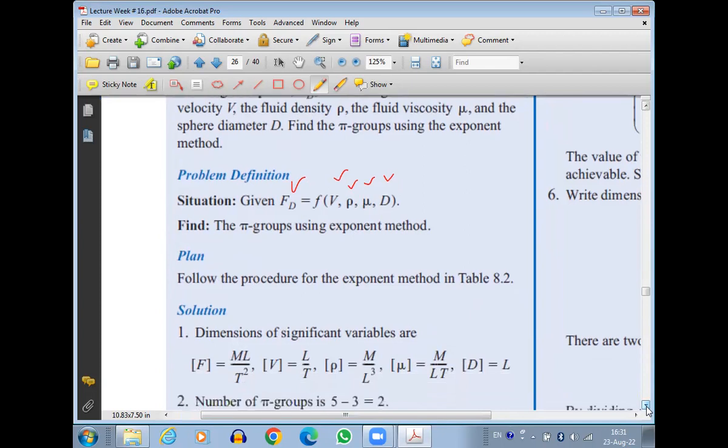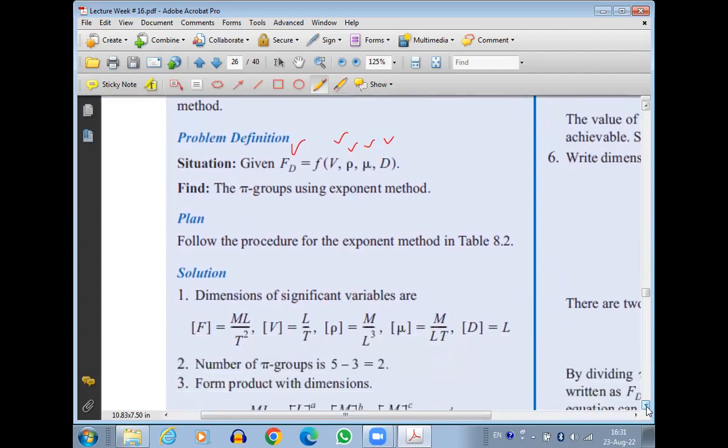When you have to use the exponent method, the first thing is that we need to see what the basic dimensions of each of the variables are. So we have F, V (velocity), rho (density), mu (viscosity), and length. The basic variables are M, L, and T. Since we have 5 total variables, n is equal to 5, m is equal to 3, because the base variables are just M, L, and T. So n minus m will be 2. So we'll have 2 pi groups here.